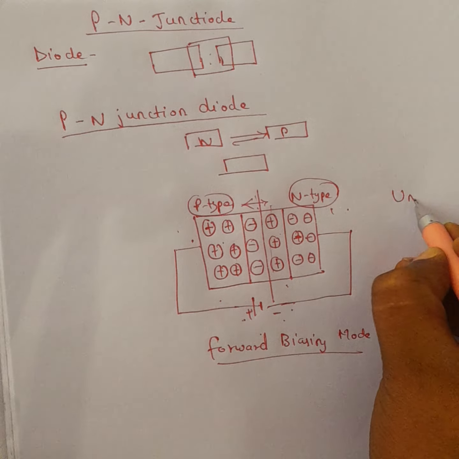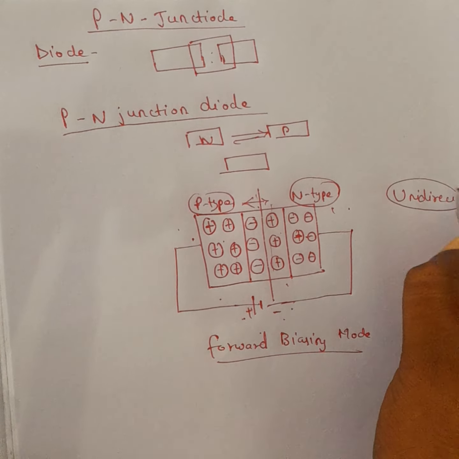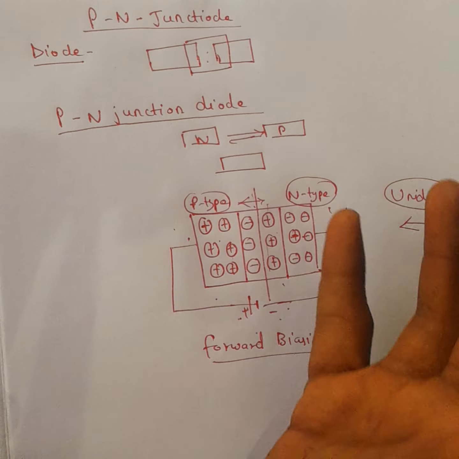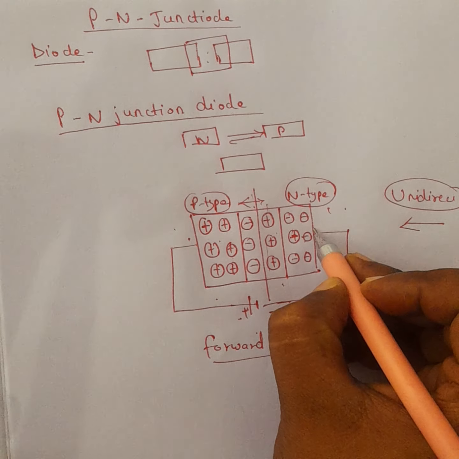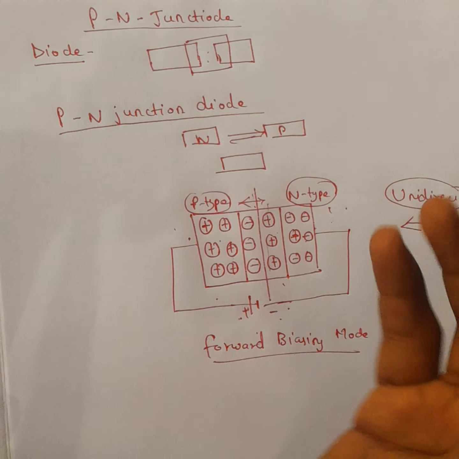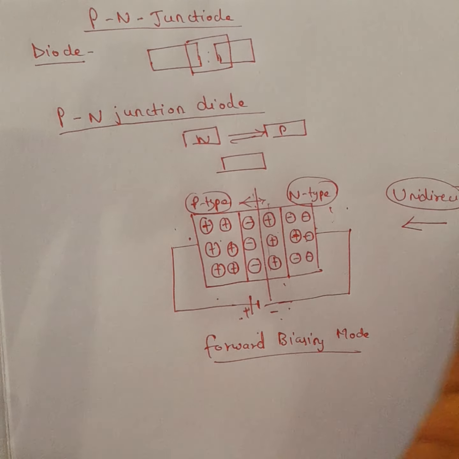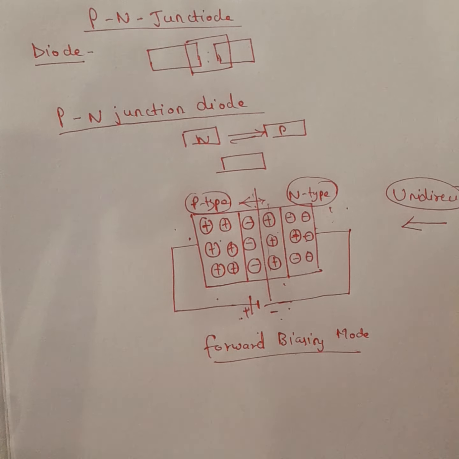A diode is a unidirectional device. The electrons flow in only one direction, not in both directions. In the N type there is depletion of holes, and on the positive side, the P type, there is depletion of electrons, so they share electrons to let the current flow through it.